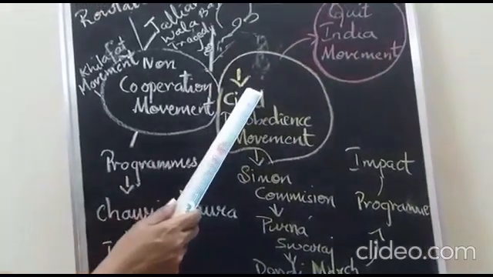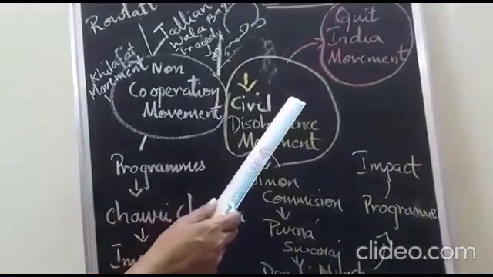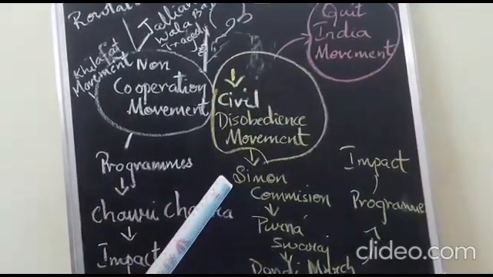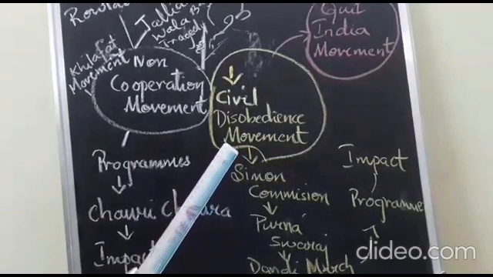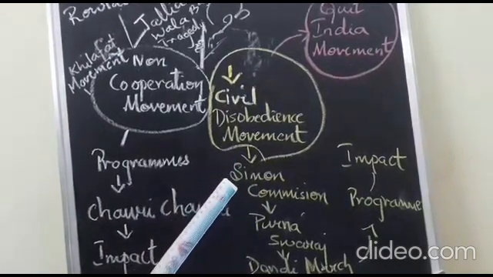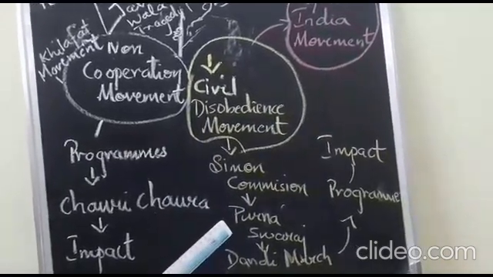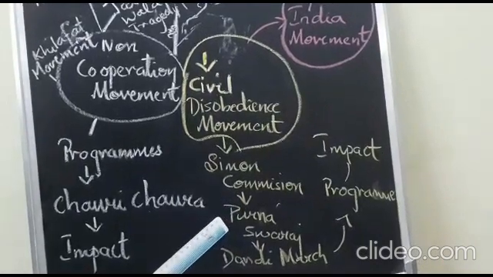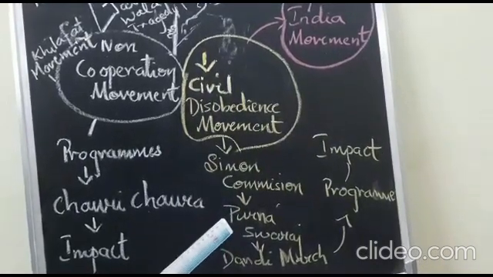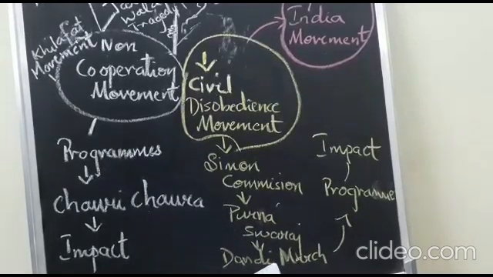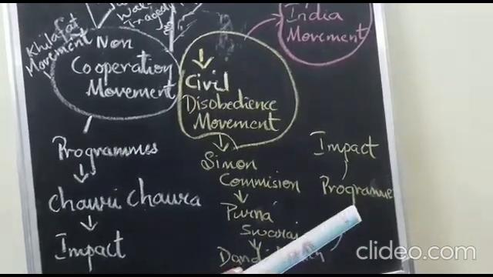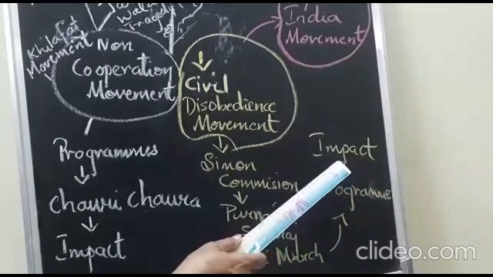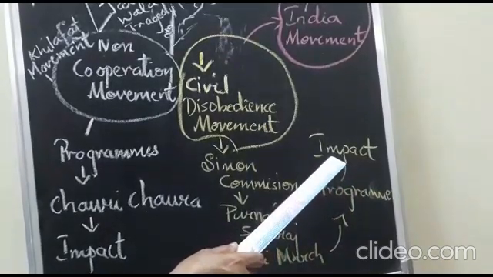The second movement, which was started in the year 1930 by Gandhiji, was the civil disobedience movement. Now, what were the causes which allowed Gandhiji to launch the civil disobedience movement? They are the Simon Commission and the Declaration of Purna Swaraj. So the Simon Commission in the year 1927 and Purna Swaraj in the year 1929. Now this allowed Gandhiji to start off the Dandi March, and then we learnt about the programs in the Dandi March and finally concluded with the impact of the civil disobedience movement.